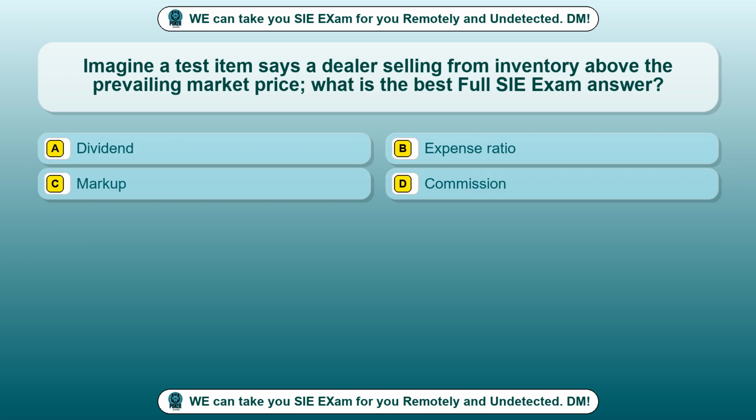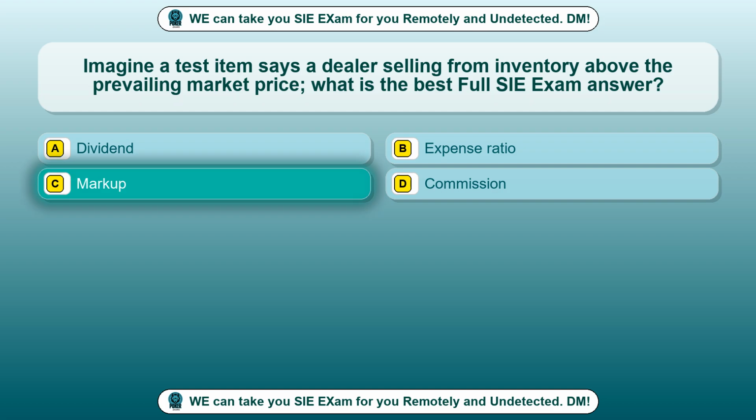Question 14. Imagine a test item says a dealer selling from inventory above the prevailing market price. What is the best full SIE exam answer? Option A, dividend. Option B, expense ratio. Option C, markup. Option D, commission. The correct answer is option C, markup.